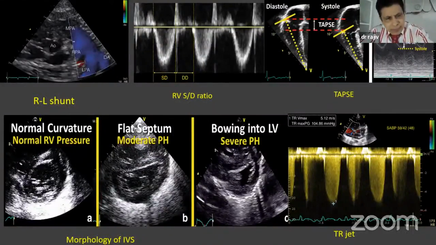This is a good one to see the septal deviation with echo. From these, normal curvature, moderate PH, and severe PH, the septal movement, septal bowing, tells you, along with the tricuspid regurgitation jet, by and large, you can pick up the pulmonary artery pressure if it's above 25 to 30, or on the higher side. You can make it out from the bowing into the left ventricle. Next slide.